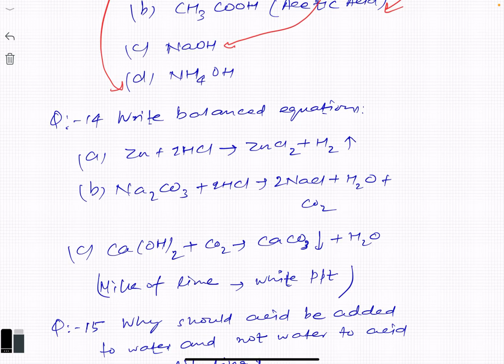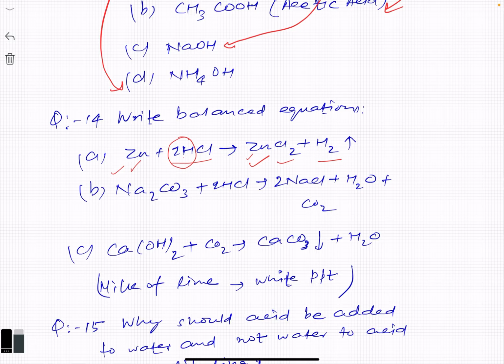Now question number 14: we have to write balanced equations. To balance the equation, we equate the number of atoms on both sides, the LHS and the RHS. So in this equation, Zn plus 2HCl gives ZnCl2 plus H2, the number of chlorine atoms is 2 on both sides, zinc is 1, and hydrogen atoms are 2 on both sides. So the equation is balanced. In the same way, we balance all the equations.